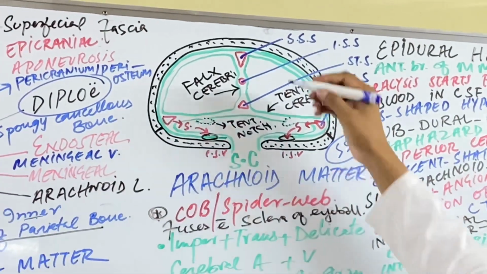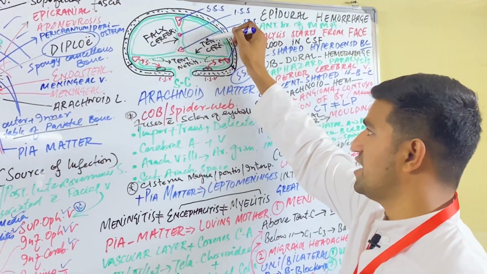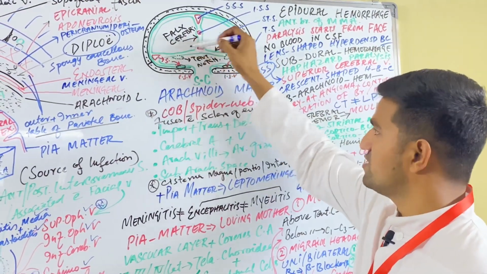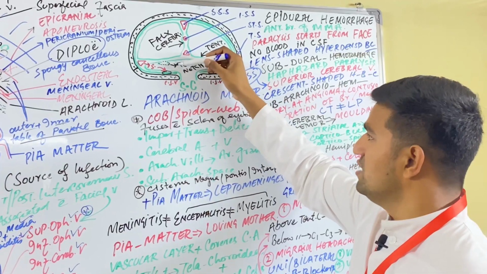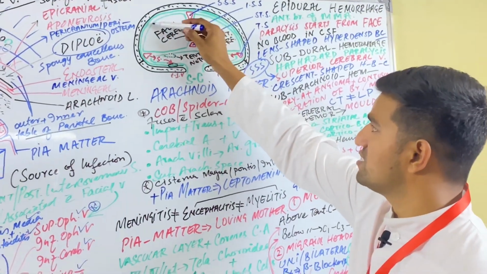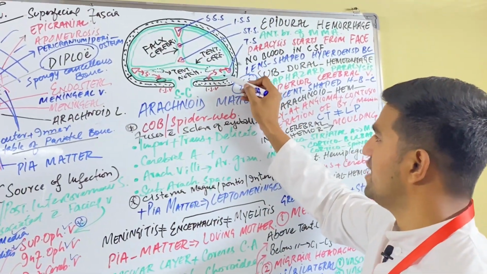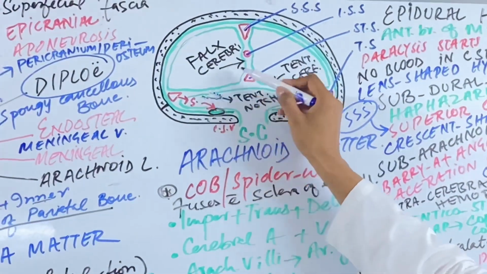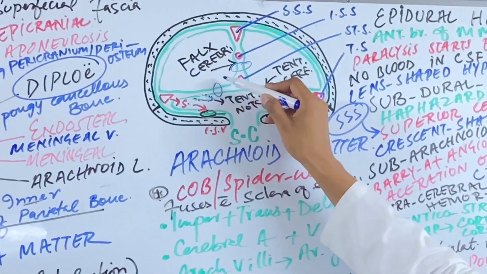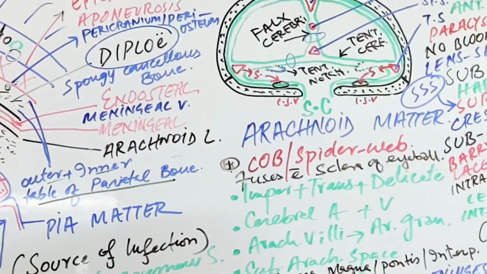This is the superior sagittal sinus, inferior sagittal sinus, straight sinus, and left and right transverse sinus. Then this is the endosteal layer of the dura mater, and this is the meningeal layer of the dura mater. Then we have over here the tentorial notch. This is the falx cerebri. This is the tentorium cerebelli. This is the tentorial notch, having passage for the midbrain.